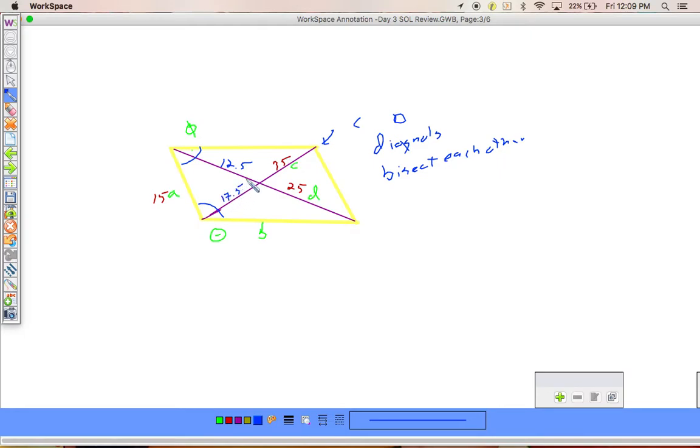All right, so that's going to help me because now let's see what we can get. I can get side B. Well, let's do this. I'm going to go 15 squared equals 17.5 squared plus 12.5 squared minus 2 times the cosine, and I'm going to call this Q just because. Cosine of angle Q.